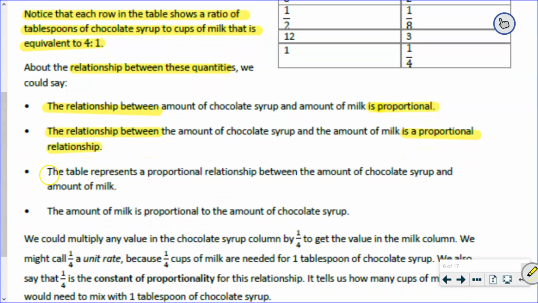We could also say the table represents a proportional relationship between, and then list those things. Or we can say the amount of something is proportional to the amount of something else. Again, each of these sentences is saying the same thing just in a different way. Notice each of these sentences is using that word proportion, proportional, or proportional relationship.